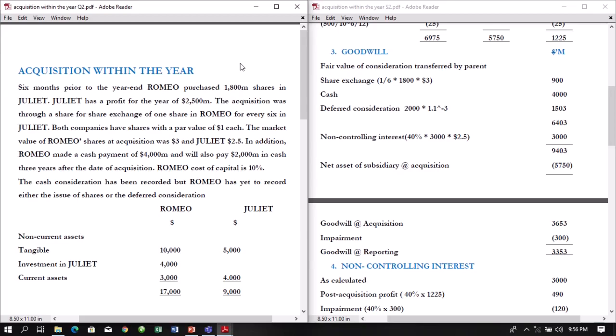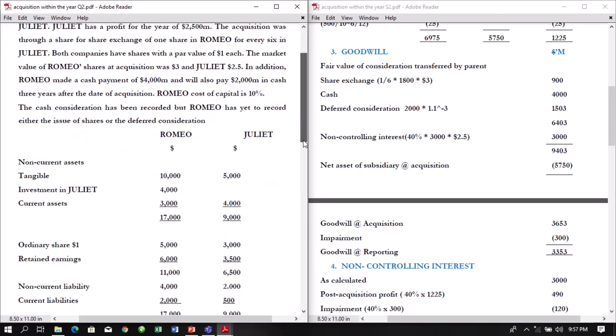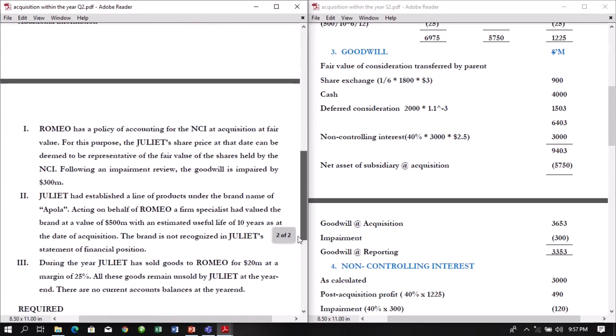So in this case, what do I have? I have 2,000 multiplied by, now we are given 10% as the cost of capital. You will be given the cost of capital in examination condition, and the cost of capital is 10%. So that is 1 plus 10%. That will give me 1.1 raised to power minus 3, giving me 1503. And adding all the consideration transferred by the parent will give me 6403. So very easy. Add your non-controlling interest. Now, additional information 1 in the question told us how to account for our non-controlling interest. We are told to account for non-controlling interest using the fair value approach.